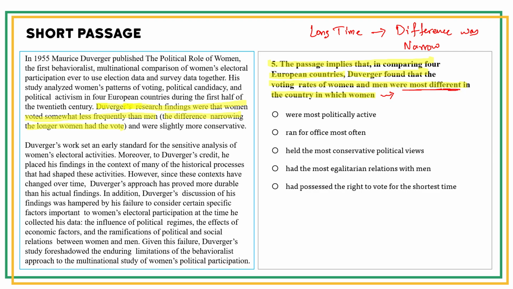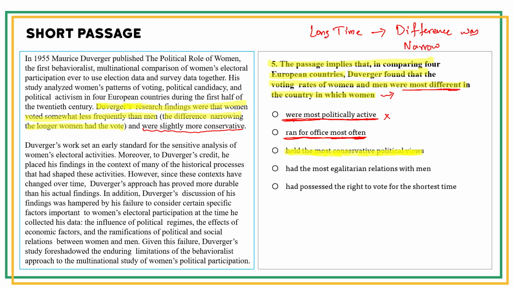Where they were most politically active. I mean, the gap has not been linked with the degree to which men or women were politically active. There's no mention of them running for office and then that in some way affecting the difference between voting rates. It does say that women were slightly more conservative, but it does not say that if they were more conservative, they voted less or they voted more. So option C cannot be correct.